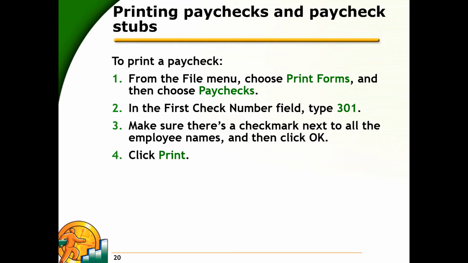To print a paycheck, from the file menu, choose print forms and then choose paychecks. In the first check number field, type in 301. 301 would assume that that is the next check number that should be coming up on my check register. You always want to verify that this matches up with the check register within QuickBooks, and it matches up with the check that you physically have in your hand before you go ahead and put them in the printer and proceed to print. Again, it is very easy in QuickBooks to be off by just one digit on payroll.